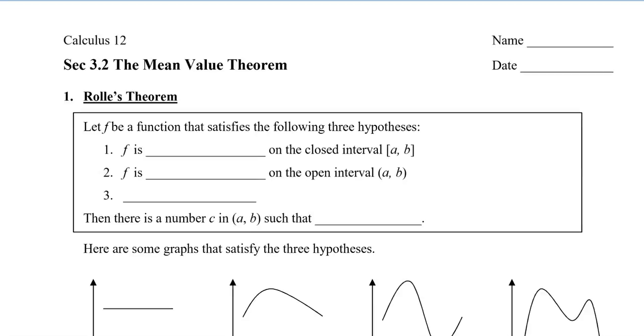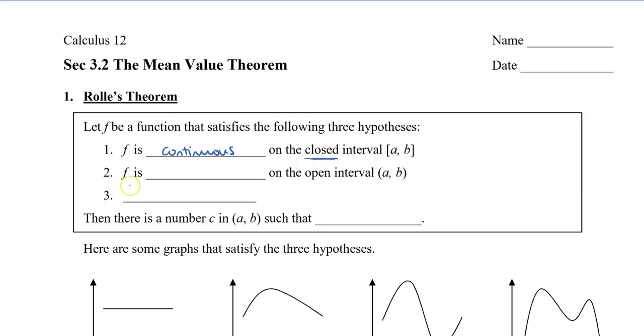In this video, we're going to take a look at Rolle's theorem and the mean value theorem. So let's begin with Rolle's theorem. Let f be a function that satisfies the following three hypotheses. First, f is continuous on the closed interval [a, b]. Notice that this interval has to be closed.